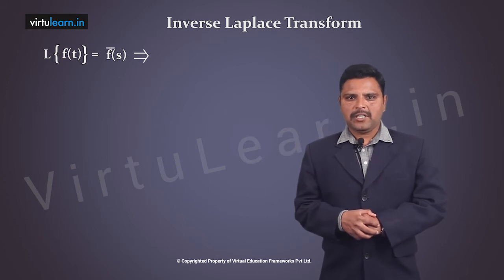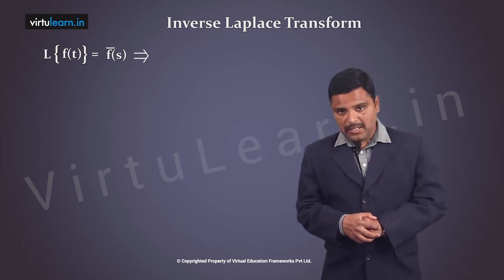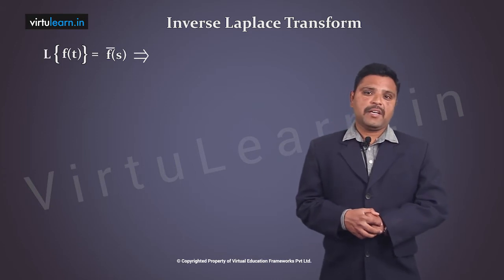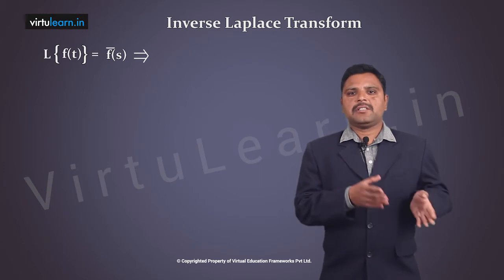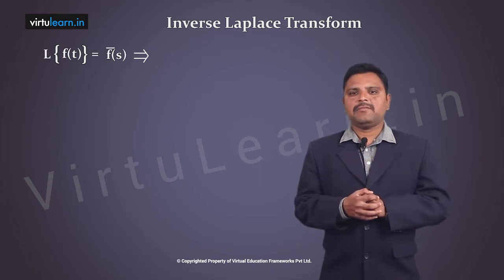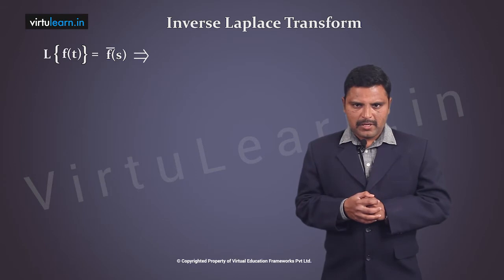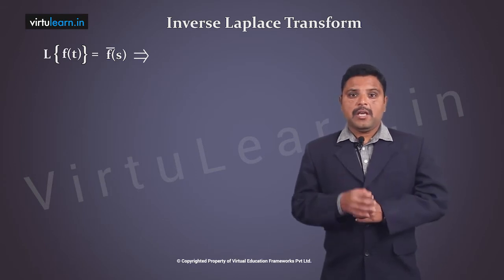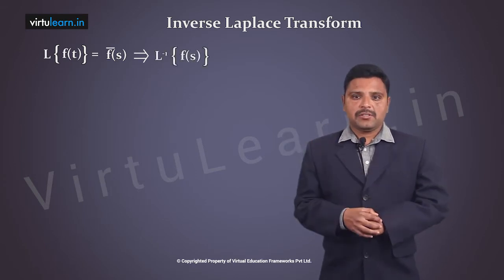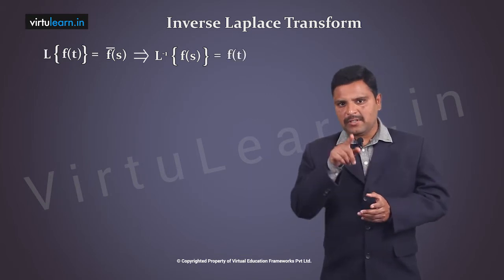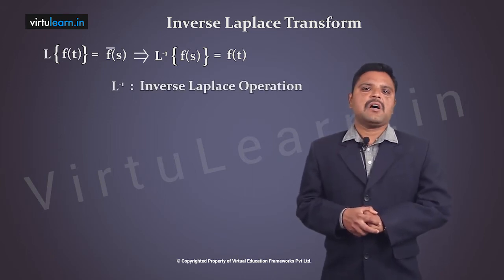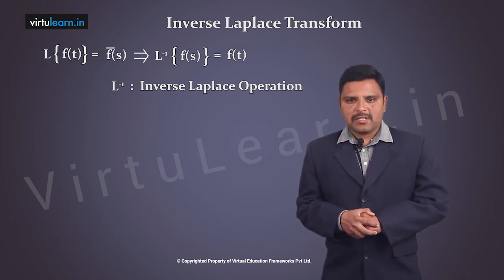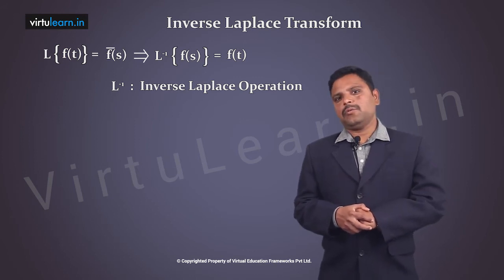There I wrote Laplace transform of f of t equal to f bar of s. Every time I said f bar of s. Why should I say f bar of s every time? Because the answer is in terms of s. That's why the total answer we are treating as f bar of s. Now the question is L inverse of f bar of s equal to f of t, means in terms of s. That L inverse is nothing but the inverse Laplace operator. L inverse of f bar of s equal to f of t.